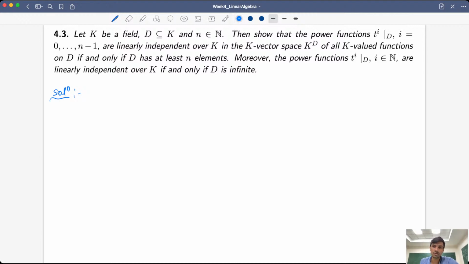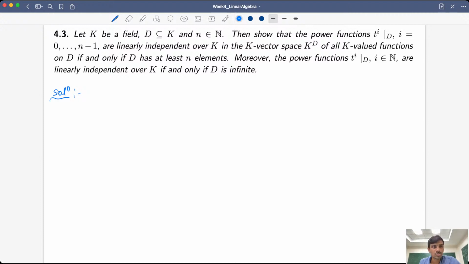make sense because I can take any element of the field k and multiply it i times, for any i belonging to N. So this makes sense, and the 0th degree means it's simply 1. They are linearly independent over k in the vector space k^D, because this forms a vector space, and these elements are k-valued functions on D. This is possible if and only if D has at least n elements. That is what we need to show again.